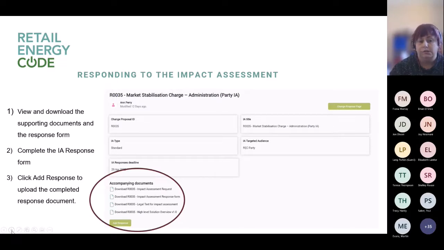To respond, download and review the documents, download the response form, complete that with the information, and then within the impact assessment screen, click add response, and through the upload process there, upload it back and we will be able to view and look through the responses there. As I say, it's open until end of the day on the 29th of April, and we hope that everyone now has enough information to go away, look through the solution, and respond by the deadline that we're looking for.